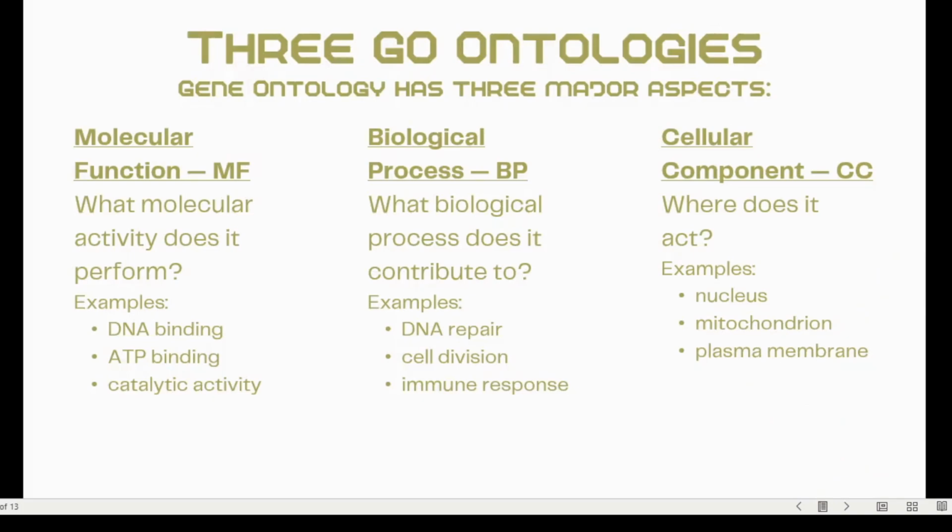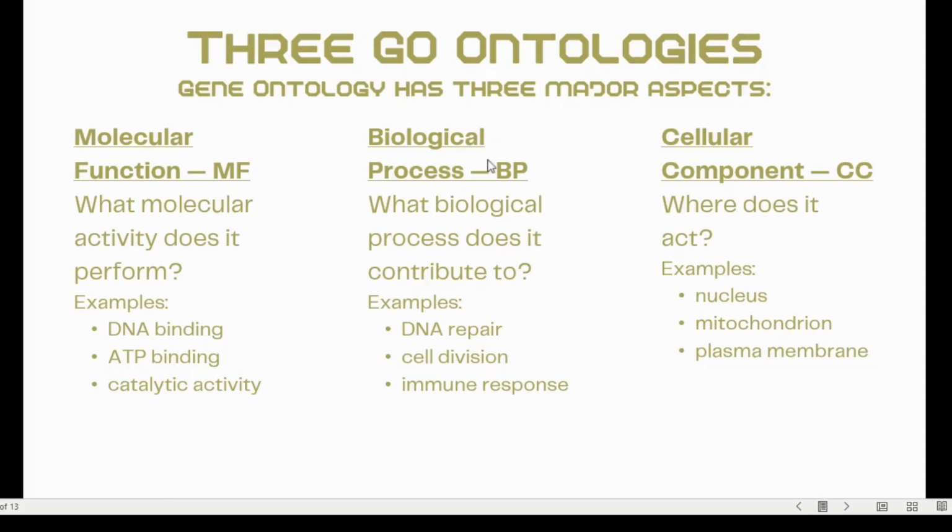Now, in gene ontology, we have to deal with three ontologies. The major aspects are: first, molecular function. What molecular activity does it perform? For any gene or protein we are talking about, we have to mention which function they are performing: DNA binding, ATP binding, catalytic activity. This kind of function we have to mention.